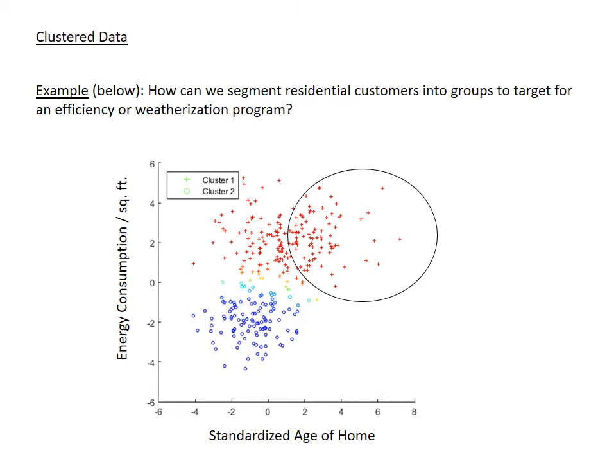And utilities might want to do this in order to identify which segment of their residential customers they should target through some sort of efficiency or weatherization program. And in this case, you would target people that have high energy consumption potentially and older homes, right? So that might identify people who probably can't change their behavior that much to alter their energy consumption. It's just a product of them being in a really old house that's not very efficient.